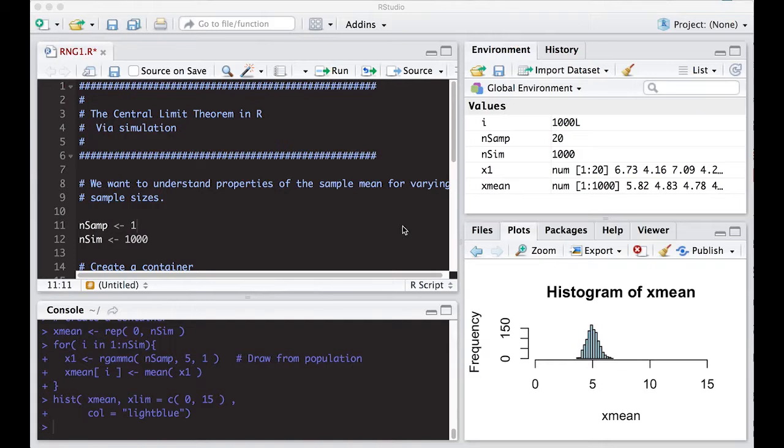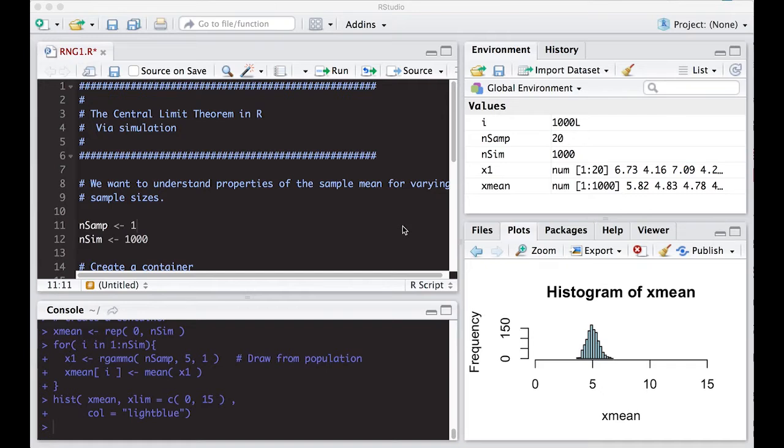Welcome to the R video tutorial on the Central Limit Theorem in R. We're doing this via simulation. This is part of a series of videos. We have two prior to this, so you might want to go check them out before you watch this one. In the previous two, we dealt with continuous distributions. This time we're going to play with a discrete distribution and see how it behaves.